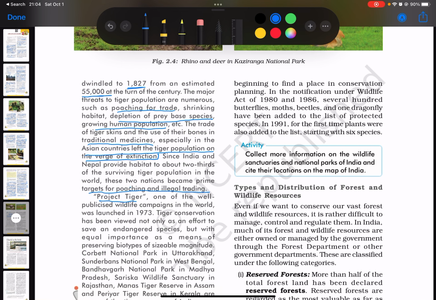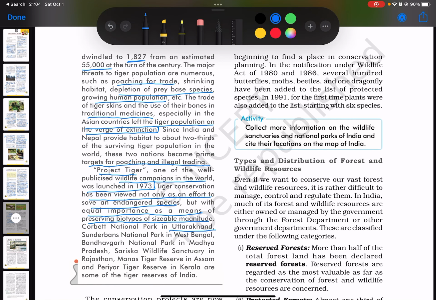Project Tiger was one of the well publicized wildlife campaigns in the world, and it was launched in 1973. Tiger conservation has been viewed not only as an effort to save an endangered species, but with equal importance as a means of preserving biotypes of sizable magnitude. The Corbett National Park in Uttarakhand, Sundarbans National Park in West Bengal, Bandhavgarh National Park in Madhya Pradesh, Sariska Wildlife Sanctuary in Rajasthan, Manas Tiger Reserve in Assam, and Periyar Tiger Reserve in Kerala are some of the tiger reserves in India.